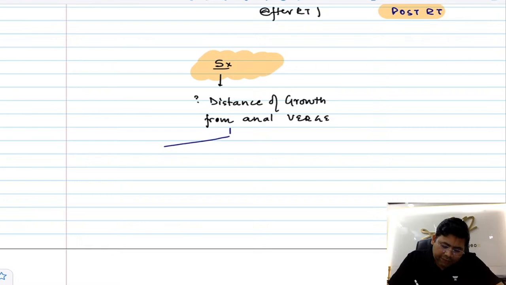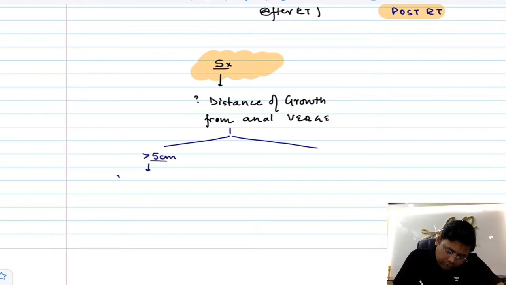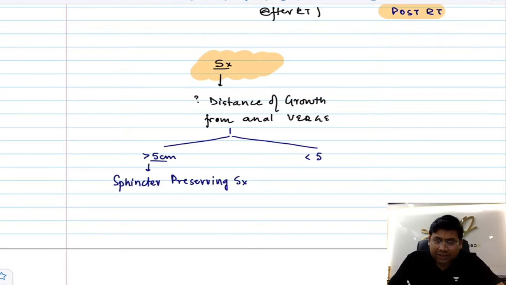So you need to decide whether you are going for sphincter preserving surgery or sphincter sacrificing surgery. If the distance is more than 5 cm, you are going to go for a sphincter preserving surgery. If it is less than 5 cm, then you will have to tell the patient that you are going for sphincter sacrificing surgery. So sphincter sacrificing versus sphincter preserving surgeries are the two options that you have here.